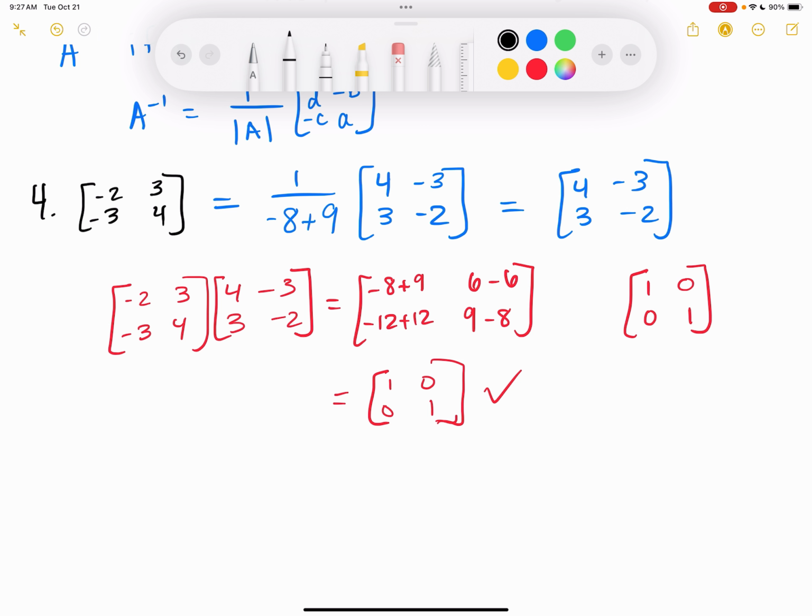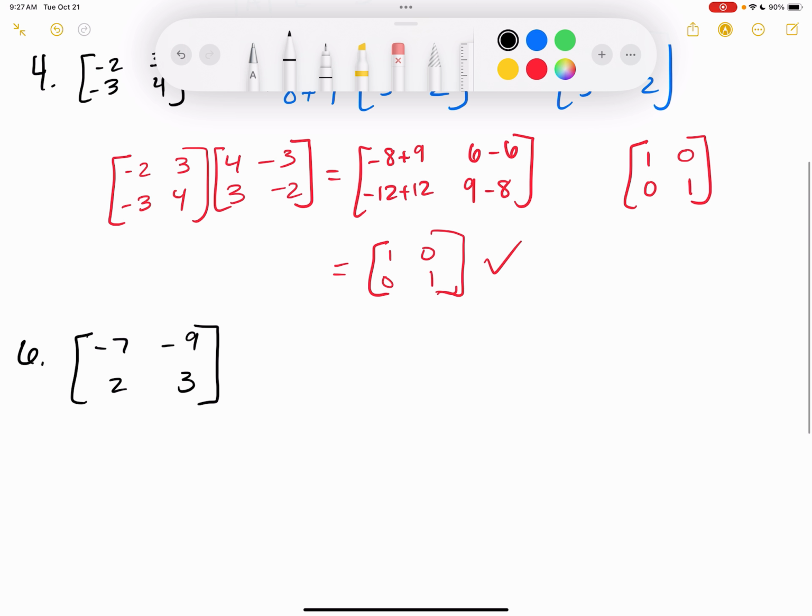All right, 6, -7, -9, 2, and 3. So I've got 1 over the determinant of this matrix. So how would I set up the determinant of this one? 1 over -21 plus 18. Yep.